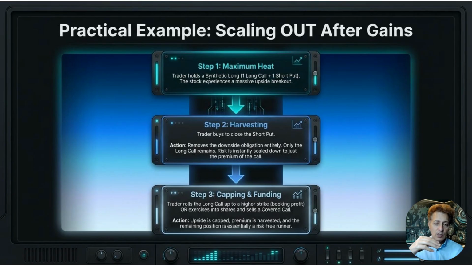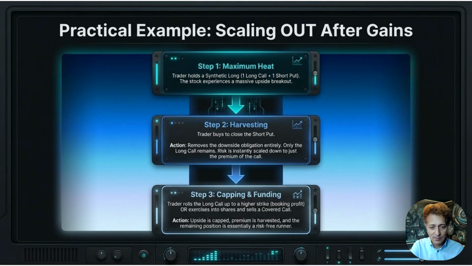Why? Because the puts gain value when the stock goes down. So if the stock goes up, the puts go down. So you sold the put for, let's say, 2, the stock goes up, and now the put is trading for 10 cents. So you buy to close the put for 10 cents. So out of $2, you made 190. And now you are left with a long call that has no more time decay element.